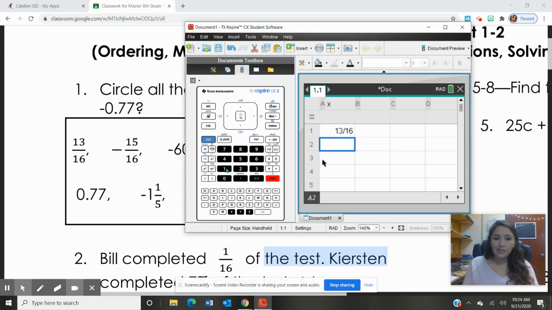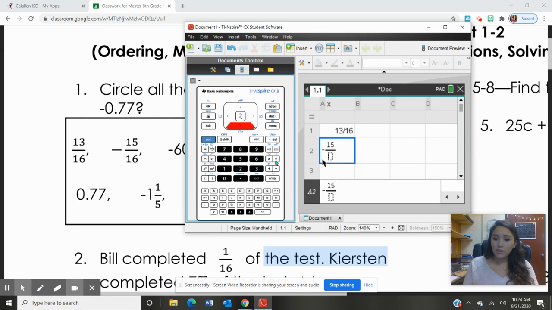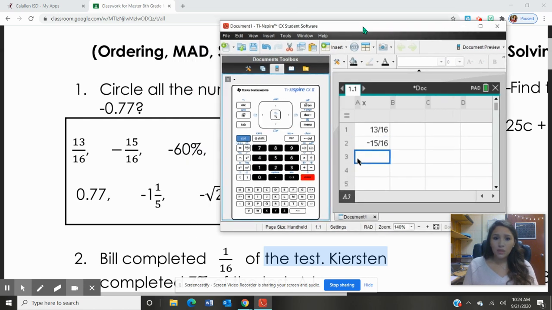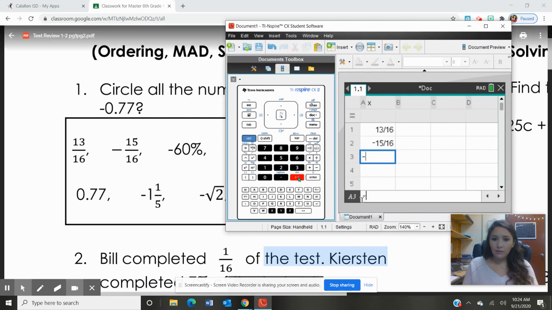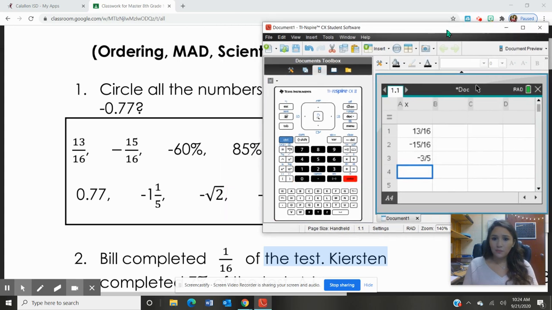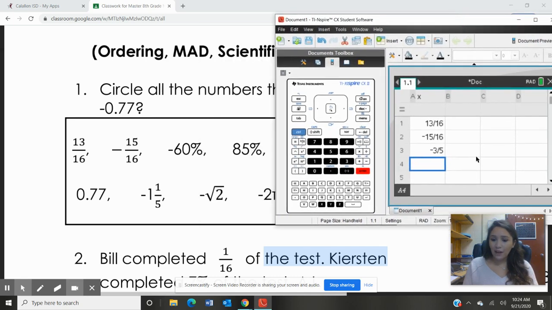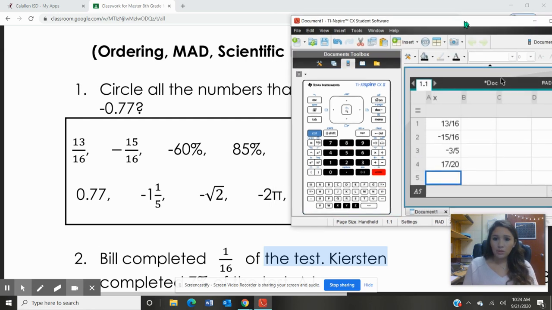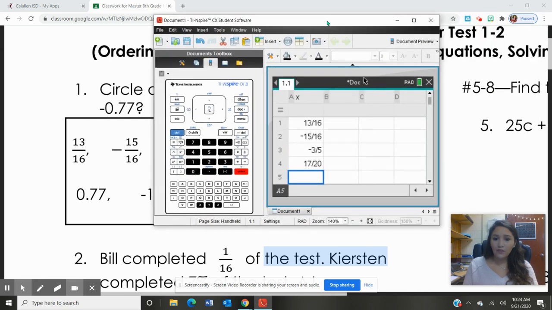My next fraction is negative 15 over 16, so I'm going to use the negative symbol, then control divide, 15 on top, 16 on the bottom, and press enter. My next number is negative 60%. So my negative symbol, 60, and then the percent symbol is right here underneath the enter button. Enter. My next number is 85%. Enter. My next number is negative 0.95.